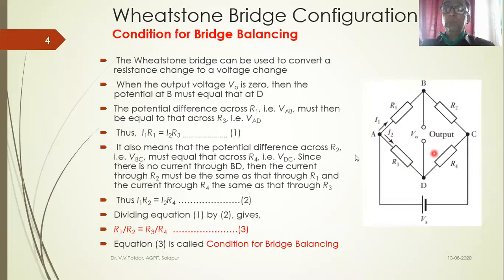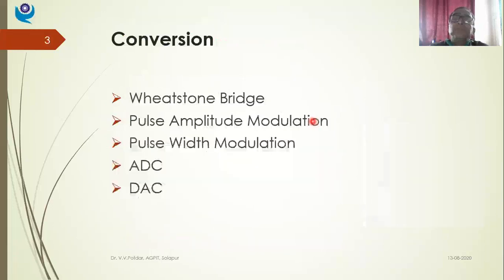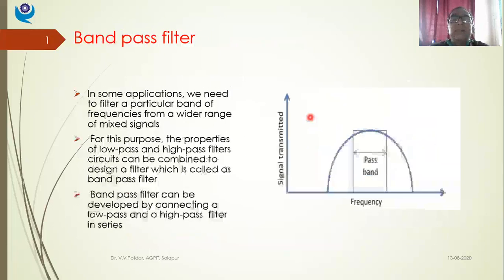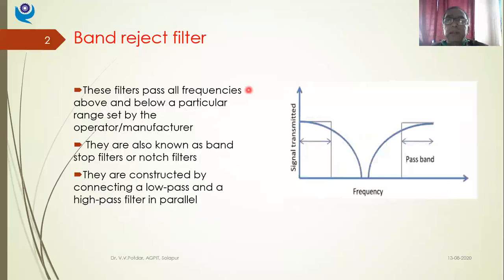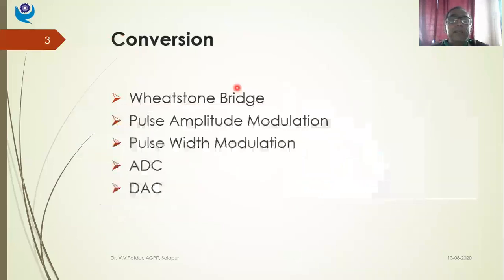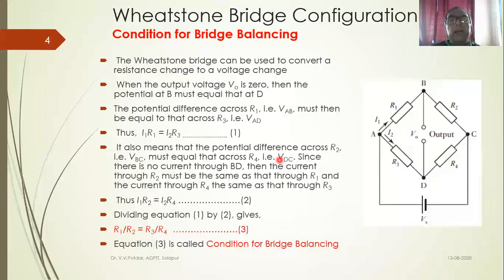Okay. So just to recap, we saw the band pass filter today. Then we saw the band reject filter, and then we tried to recall the functioning of the Wheatstone bridge. We refreshed our single arm bridge configuration, 2-arm bridge configuration, and 4-arm bridge configuration. And then finally, we derived the expression for the condition for bridge balancing, which is R1 by R2 is equal to R3 by R4. I think, friends, we shall stop for today. Next class.